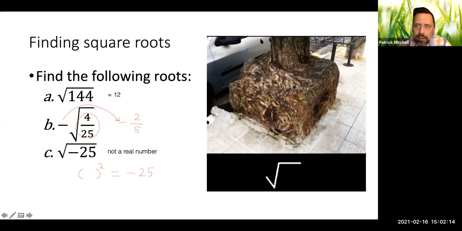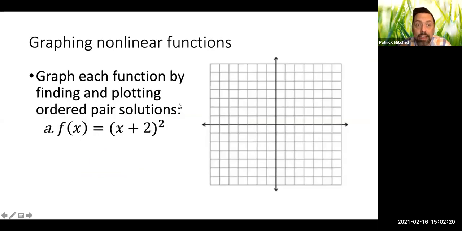All right, and that brings us to the last part of section 8.2, which is graphing nonlinear functions. These I'm going to do on the tablet. I actually have all of these written down on the tablet, and they all have the same instructions. So when I switch over to the tablet, we'll probably just stay there for the rest of the time. Graph each function by finding and plotting ordered pair solutions. We'll start with f of x equals (x plus 2) squared.